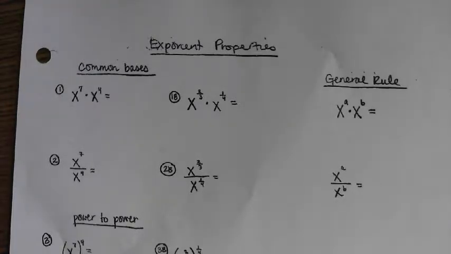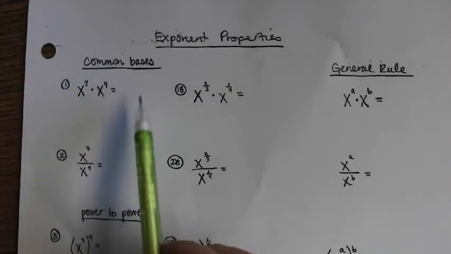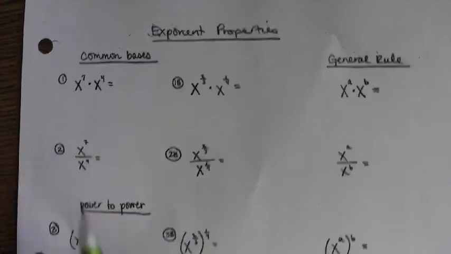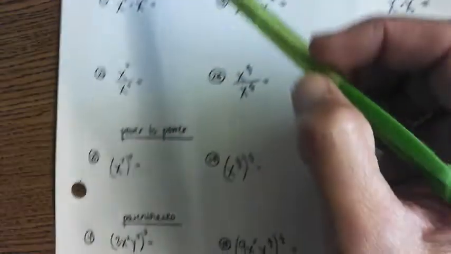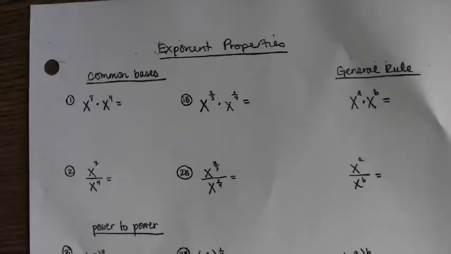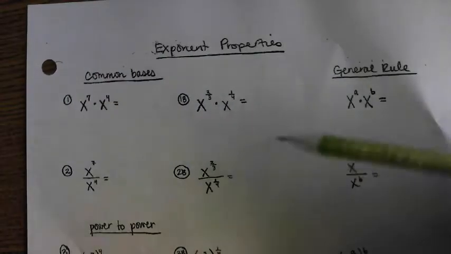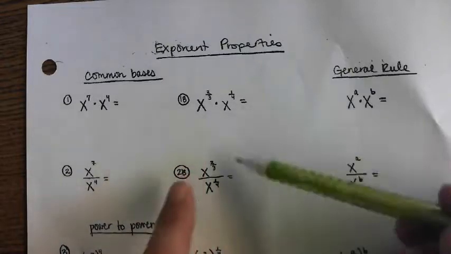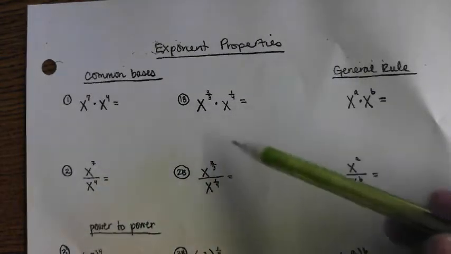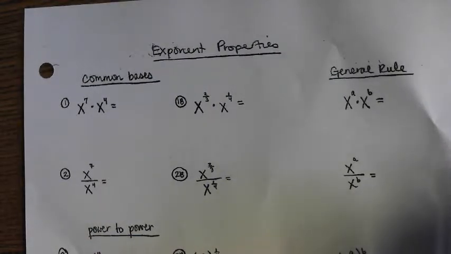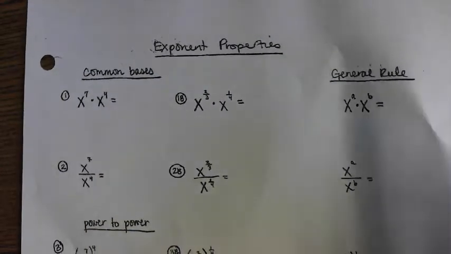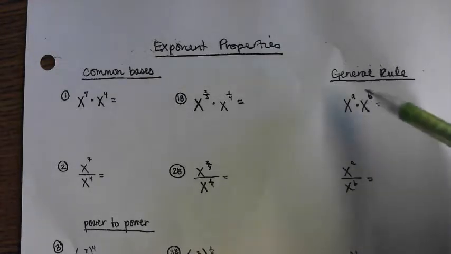All right, so I tried to organize this with common base rules, so that's the first two. Then a power-to-power rule, parentheses, how to deal with that, and then negative exponents at the bottom. So I've got really 7 different rules down the left column, then a little bit more challenging example of those with fractional exponents, which is where we up the ante a little bit in Algebra 2. And then I give you the general rule in terms of variables.